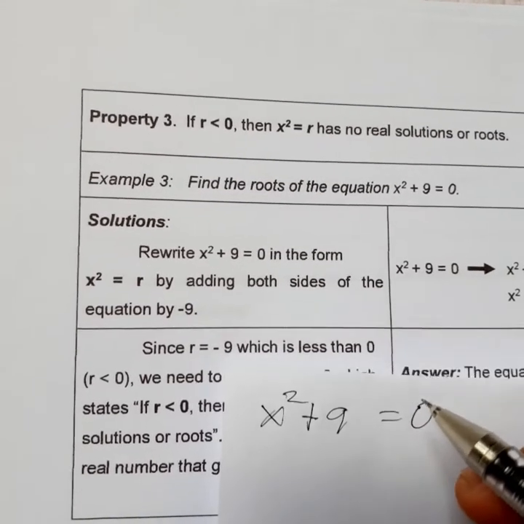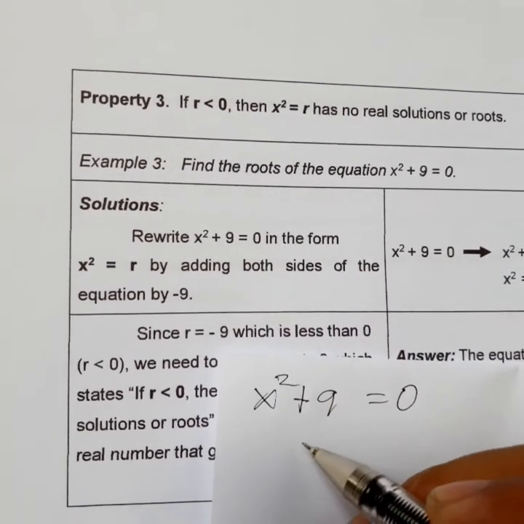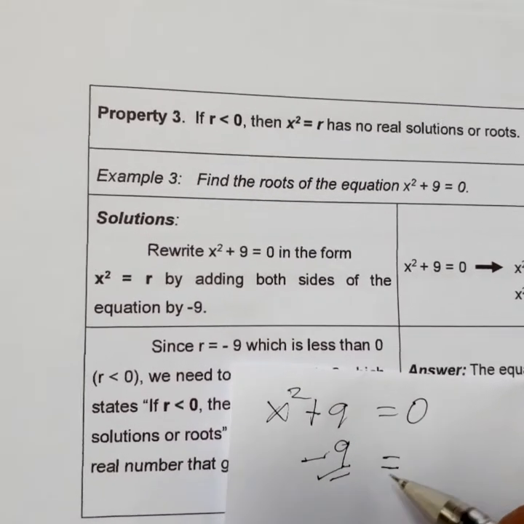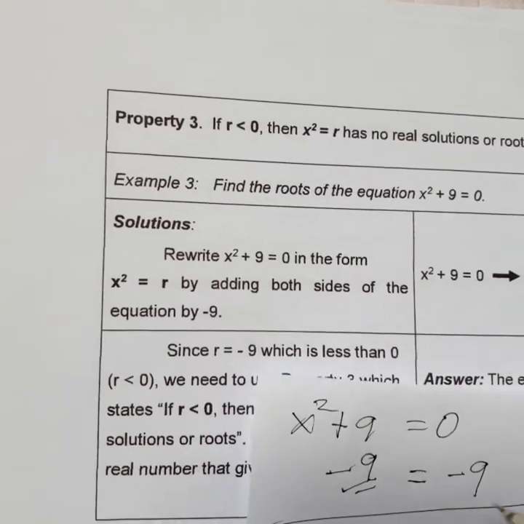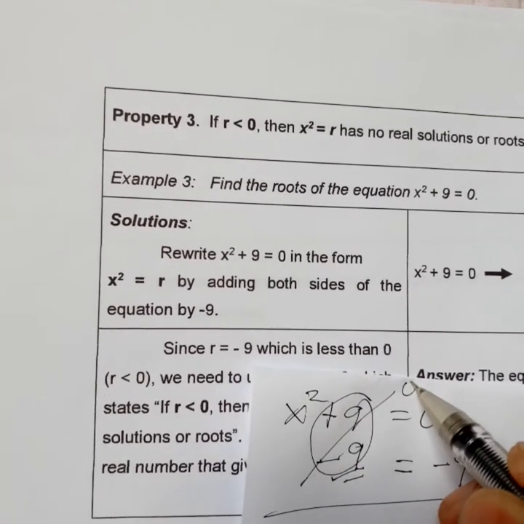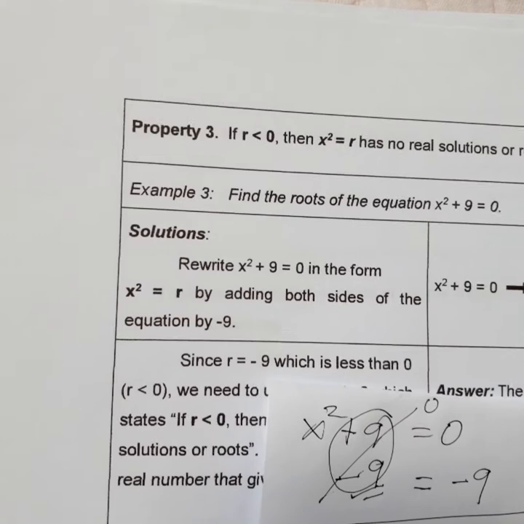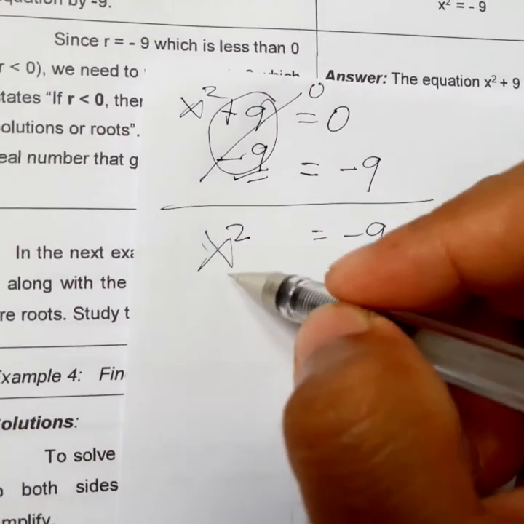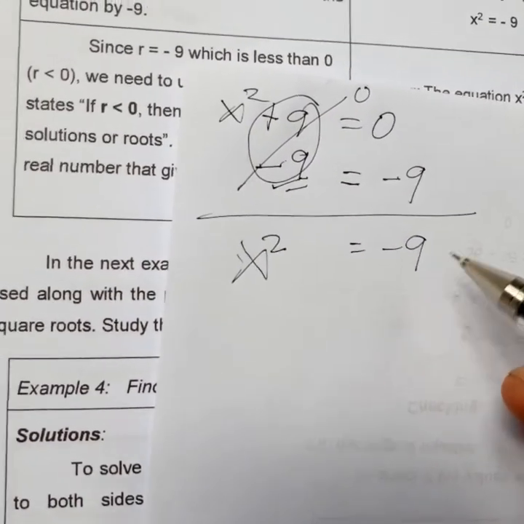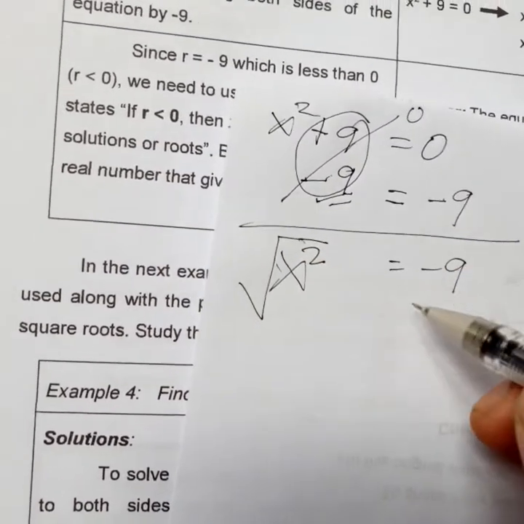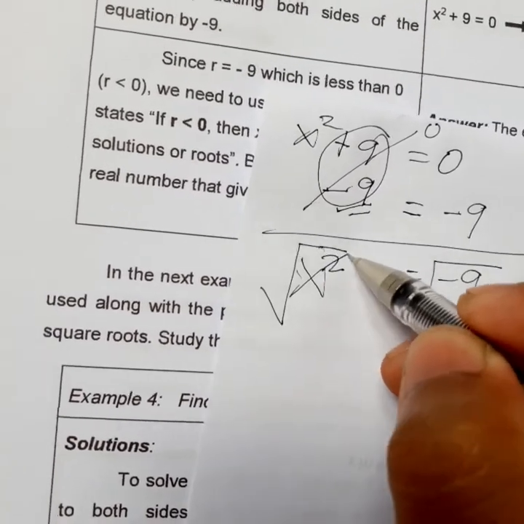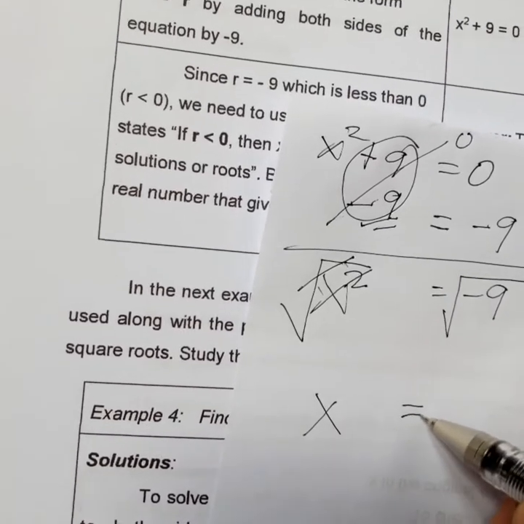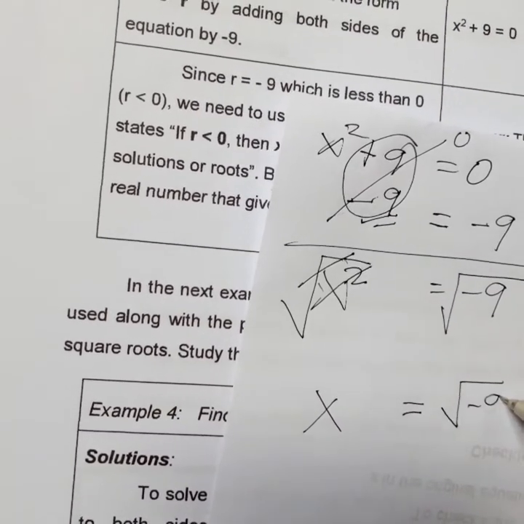Since we have plus 9, we simply subtract 9, and what we do on one side we also do on the other side: minus 9. Then we have 0, so x squared equals negative 9. Then copy x squared equals negative 9. Then make a radical sign, cancel the 2, cancel the radical sign. So we have x is equal to the square root of negative 9.